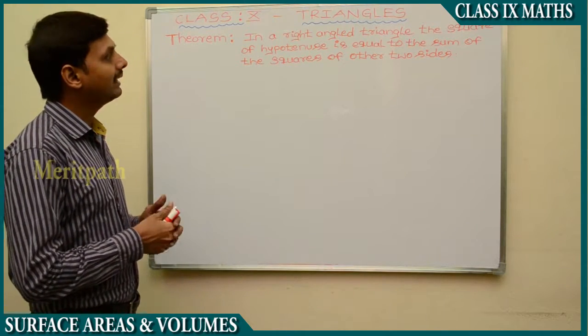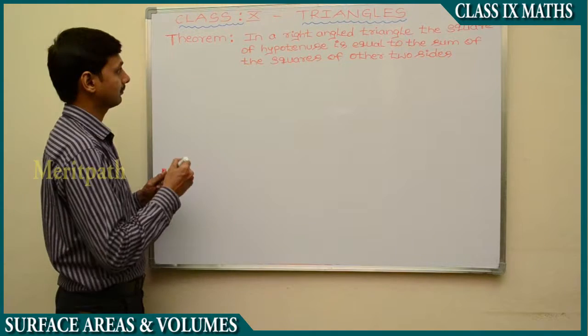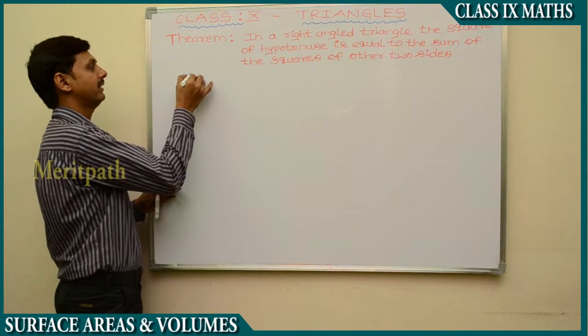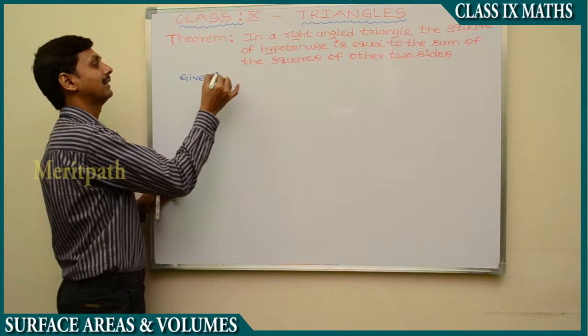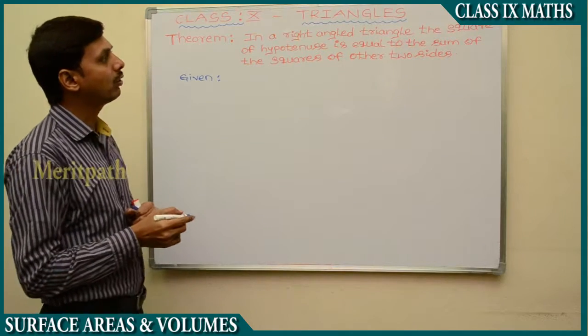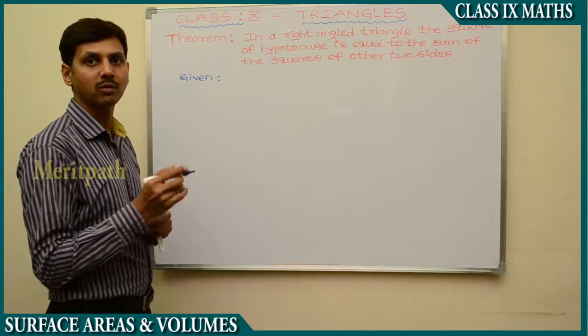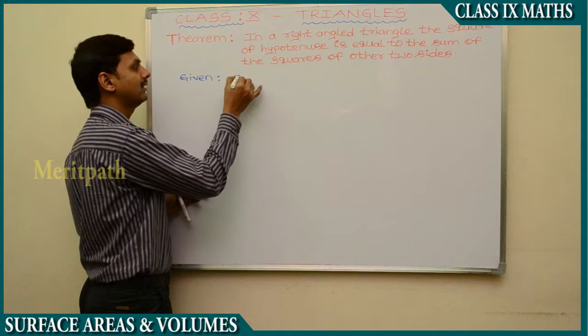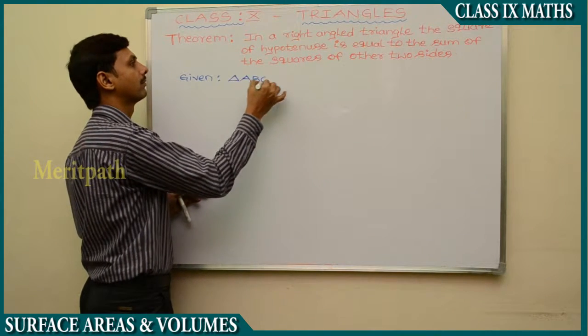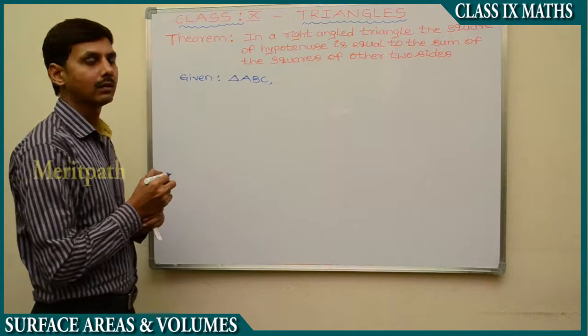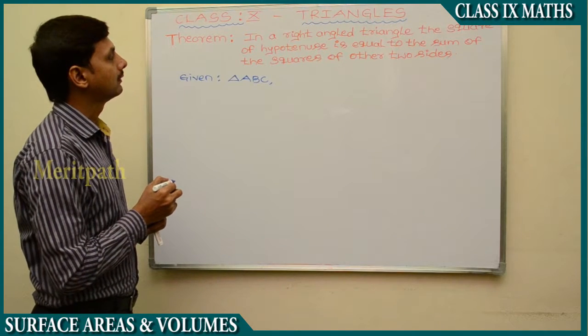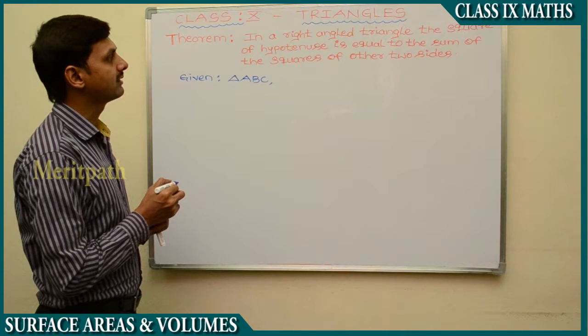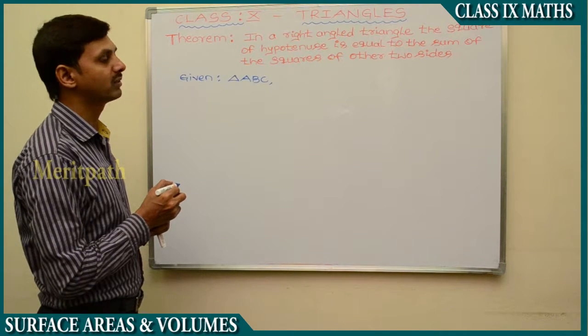So in a right-angled triangle, it is given that the square of the hypotenuse is equal to the sum of the squares of the other two sides of the triangle. Let's take triangle ABC, where the square of the hypotenuse is equal to the sum of the squares of the other two sides of a triangle.